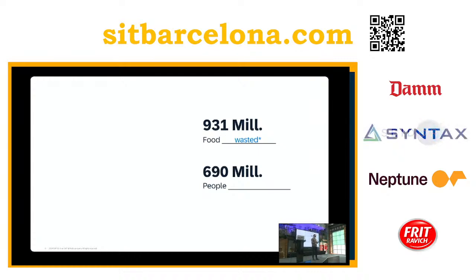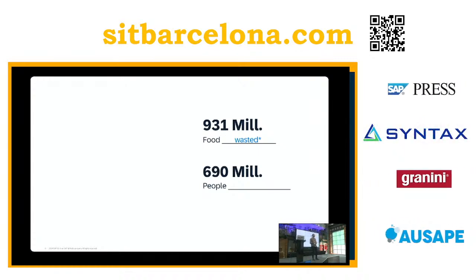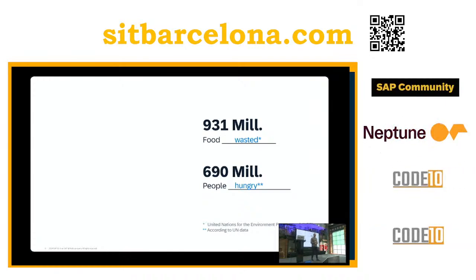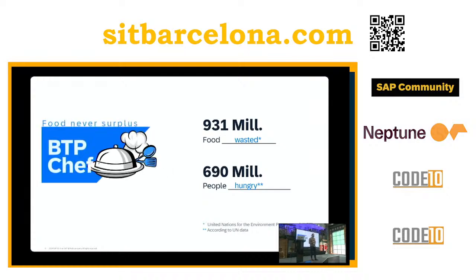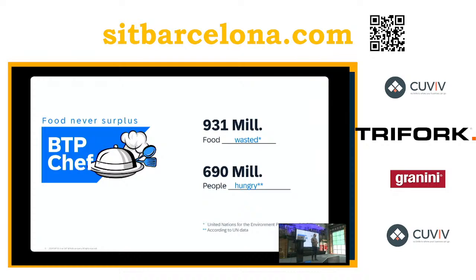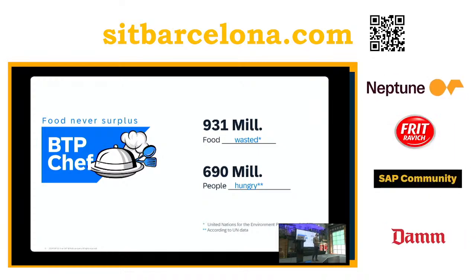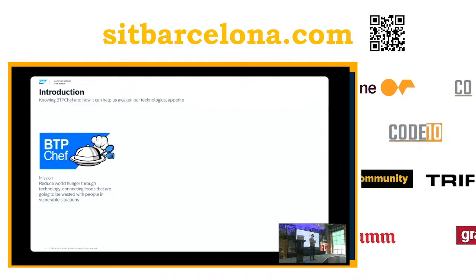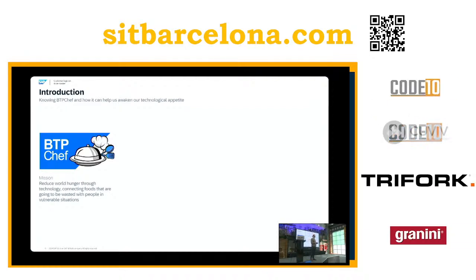So we were thinking to create awareness at the same time that we showcase technology. And 690 million people are hungry nowadays, so they don't have food to eat. And that's why we have created the concept of BTP Chef, so we can showcase our technology at the same time that we can help create awareness on how to reduce food waste. So the concept is very similar to Too Good to Waste or something like that, but everything is created within SAP BTP.